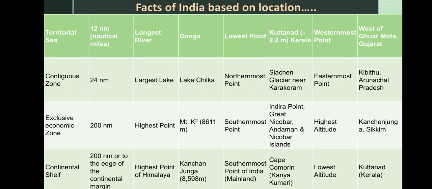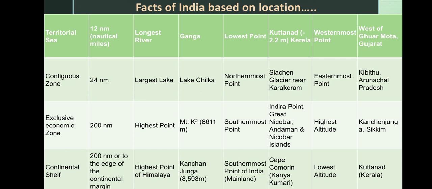The longest river of India is Ganga. Largest lake is Chilka Lake. Highest point is Mount K2, the king of Karakoram, situated in the Karakoram range. Highest point of Himalaya, Kanchenjunga, situated in Sikkim. Lowest point of India, Kuttanad, minus 2.2 meters, situated in Kerala.